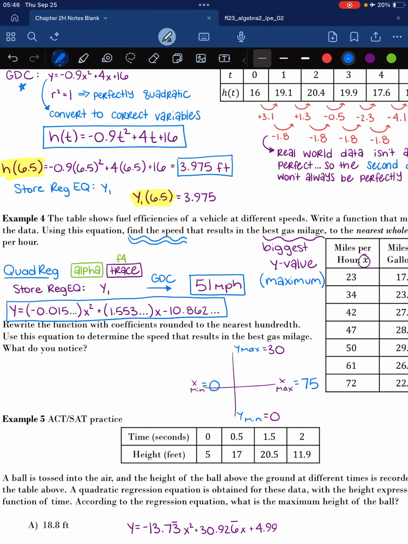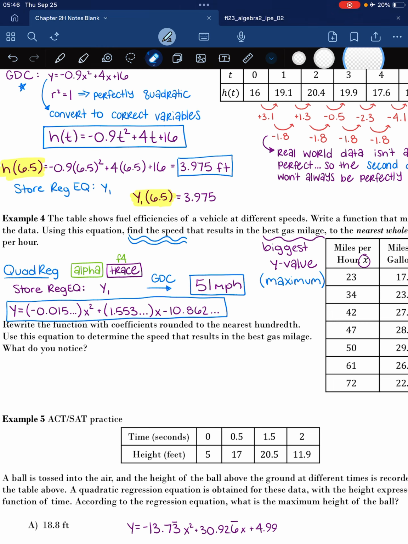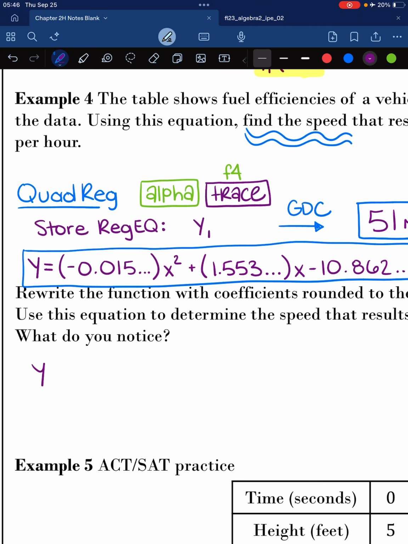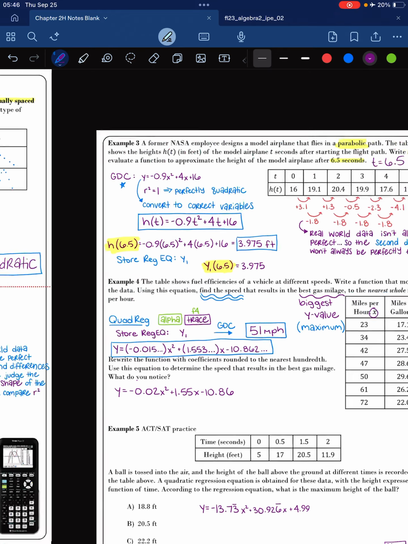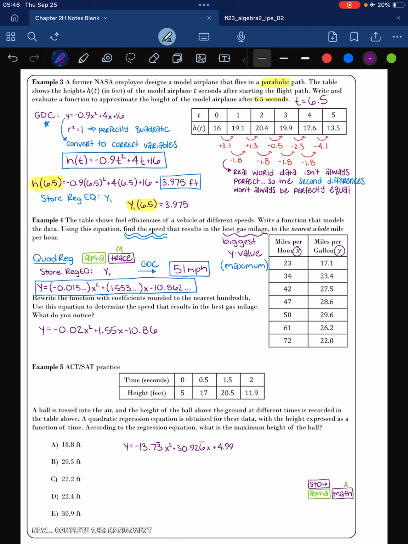Okay, so rewrite the function with coefficients rounded to the nearest hundredth. Let me go ahead and erase my table over here. Okay, so let's rewrite this. When I rewrite this, y equals, rounded to the nearest hundredth, negative 0.02x squared plus 1.55x minus 10.86. Okay, and now I want to answer that same question.